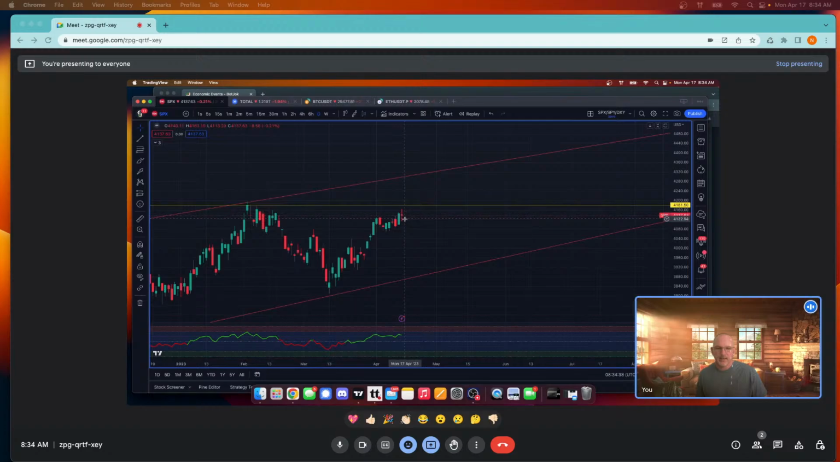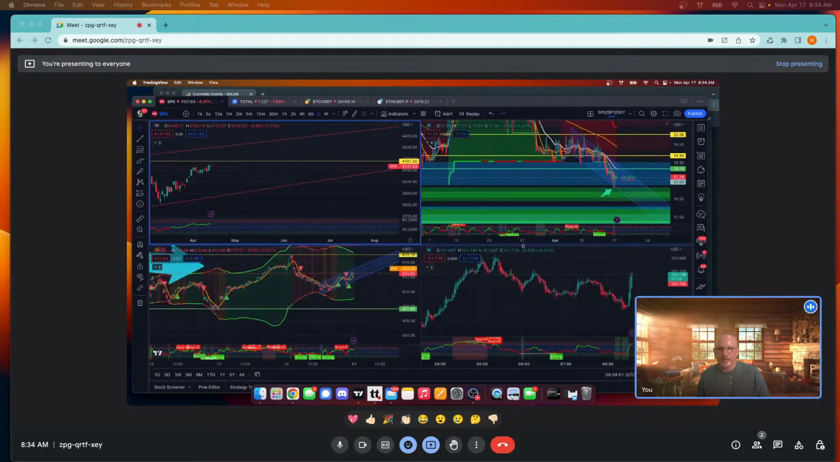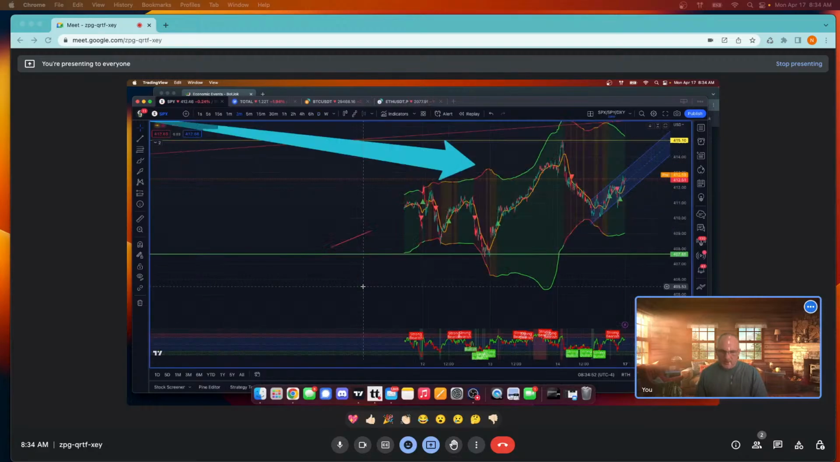But the next candle that comes down is going to be that really big decision. If we do get a bearish candle, then we're definitely pulling back. So just keep an eye on that. We'll watch that when the market opens as well.